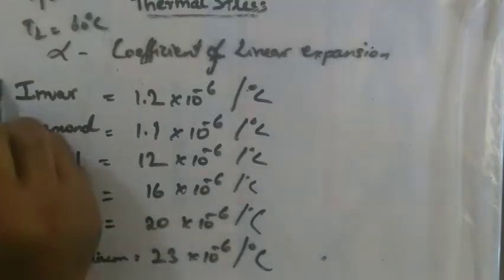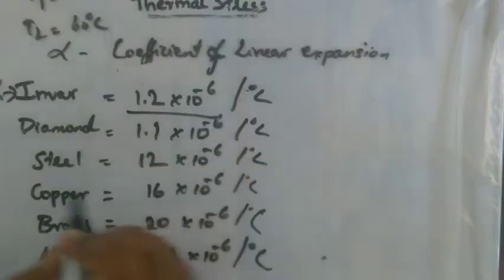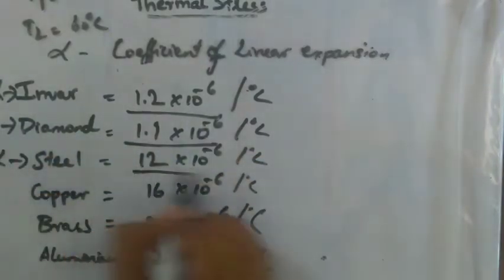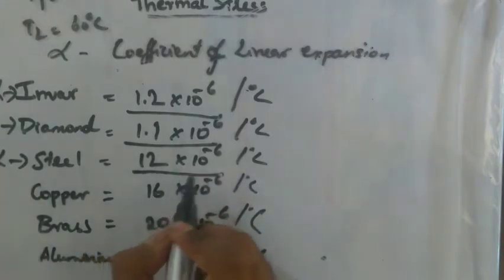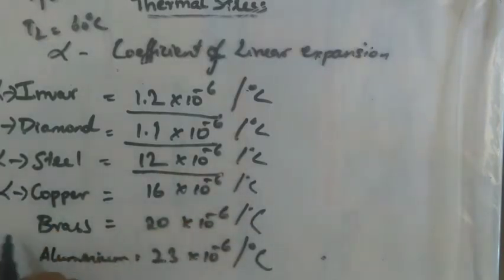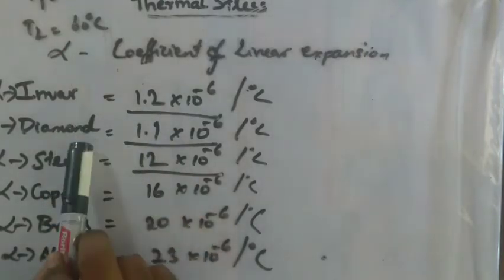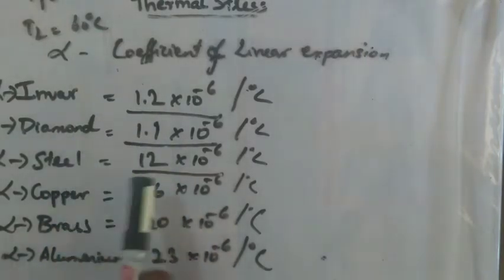The value of alpha for invar is 1.2, for diamond 1.1, for steel 12 into 10 to the power minus 6 per degree centigrade, and then for copper, brass and aluminium. First I will help you to memorize these numbers. For invar, it is 1.2. For diamond, 1.1. For steel, 12. Copper, 16. Brass, 20. Aluminium, 23.